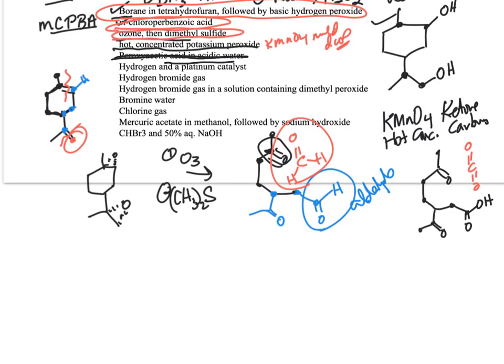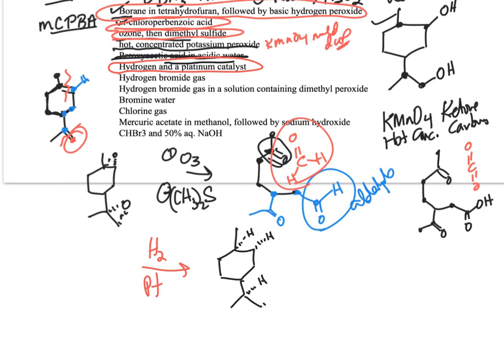You do need to know this one, hydrogen and platinum catalyst. So that's H2 on platinum. You can have it on platinum, or you could have it on palladium. So this basically will add hydrogen on the same side. Wherever you see your double bond, you get hydrogen on the same side. That makes an alkane. So you're going from an alkene to an alkane.